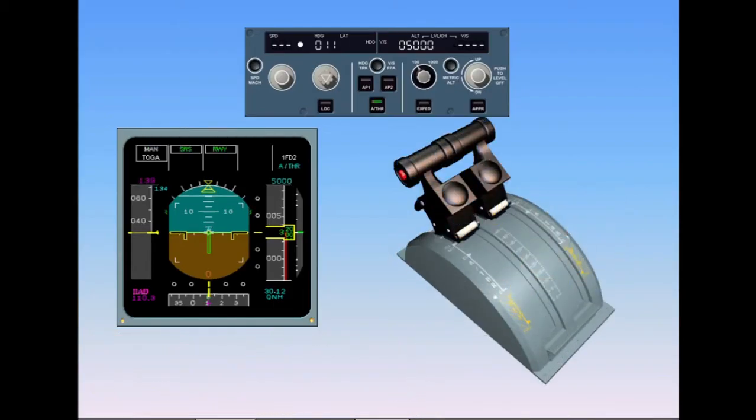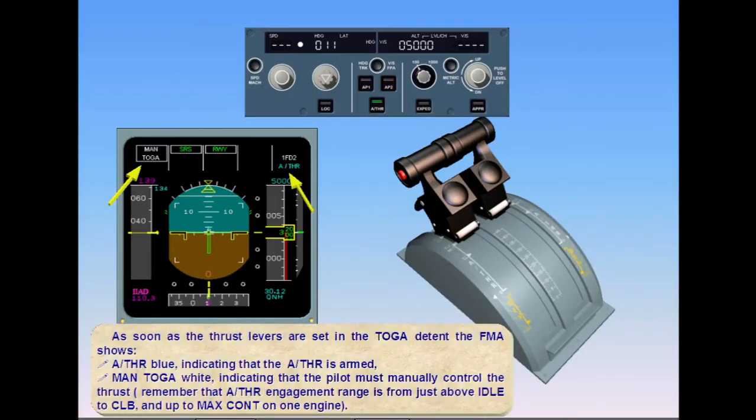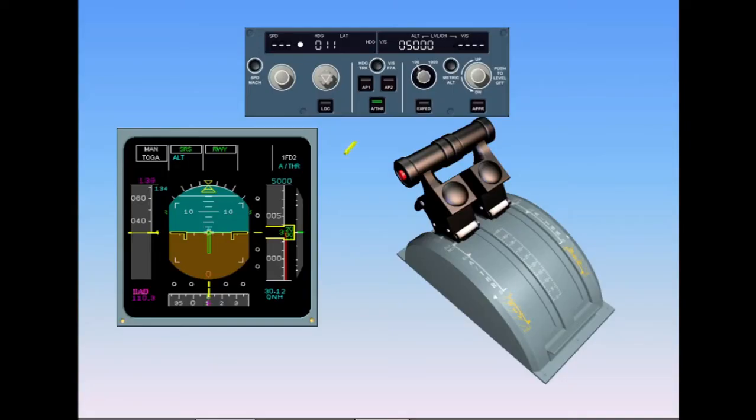As soon as the thrust levers are set in the TOGA detent, the FMA shows autothrottle blue, indicating that the autothrottle is armed. Manual TOGA white, indicating that the pilot must manually control the thrust. Remember that autothrottle engagement range is from just above idle to climb and up to max continuous on one engine. Also note that the autothrottle push-button light on the flight control unit illuminates in green. Even though the autothrottle system is armed, the pilot still has manual control of the thrust levers. However, the fact that the autothrottle is armed means that it is ready to be engaged.